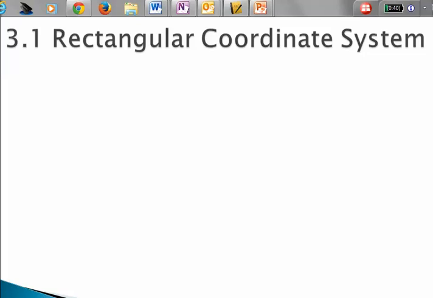Chapter 3 will be quite a review from Algebra 1. It's very important that you read every section thoroughly, making sure that you pick up on things that you might have forgotten. While we'll cover a lot of things in these videos, we will not cover everything. In the first section, 3.1, we're going to talk about the rectangular coordinate system, which is basically your coordinate plane.